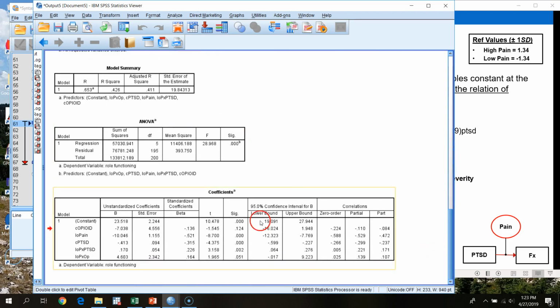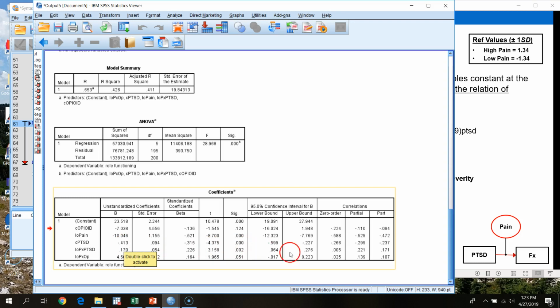But here in my revised model, I'm looking at the conditional effect of PTSD on role functioning at low levels of pain, where low levels of pain correspond to pain that's a standard deviation below the mean. Again, controlling for opiate use. And here we see my unstandardized coefficient is negative 0.413.